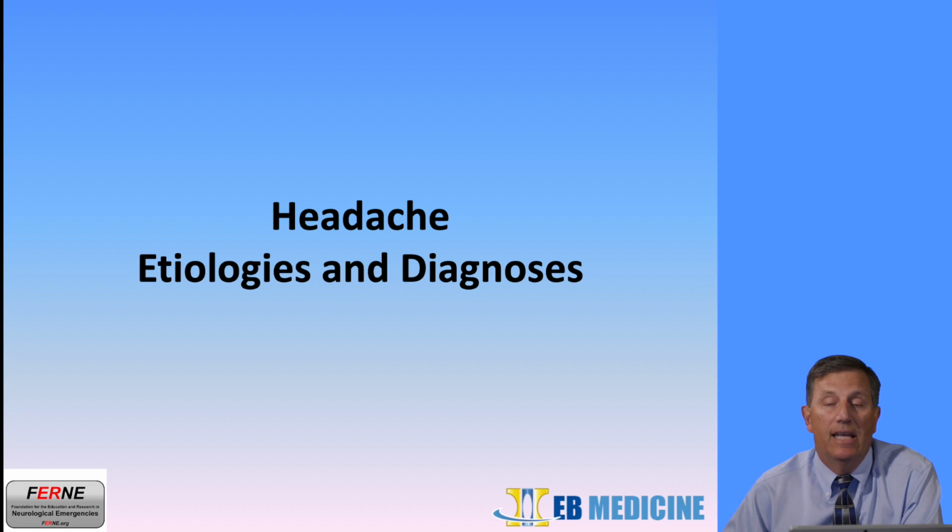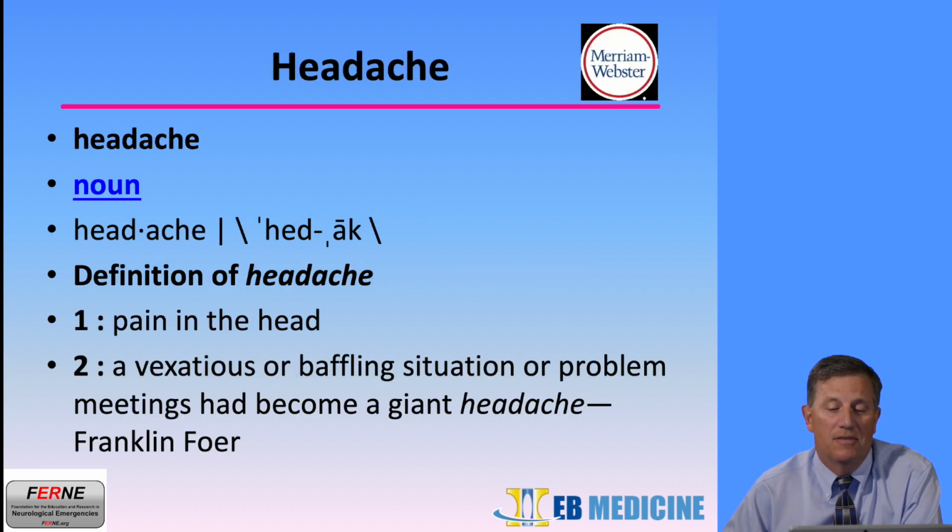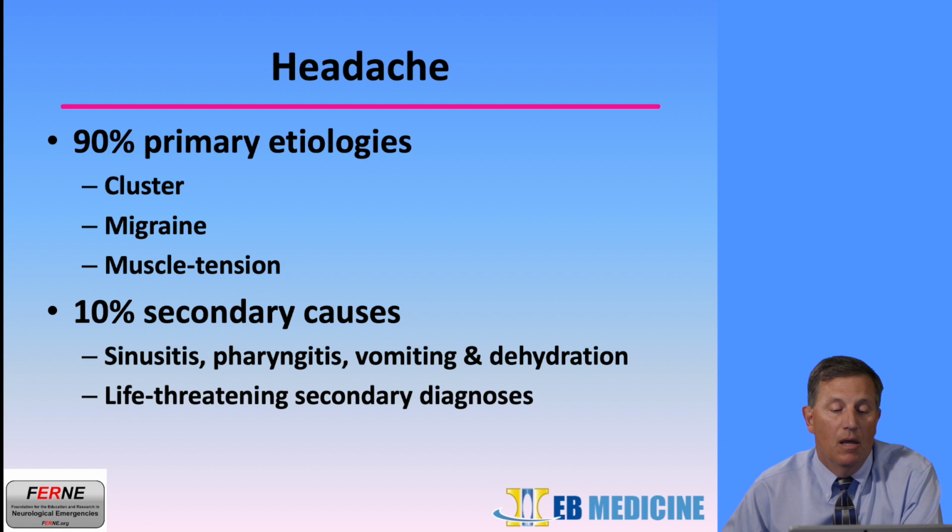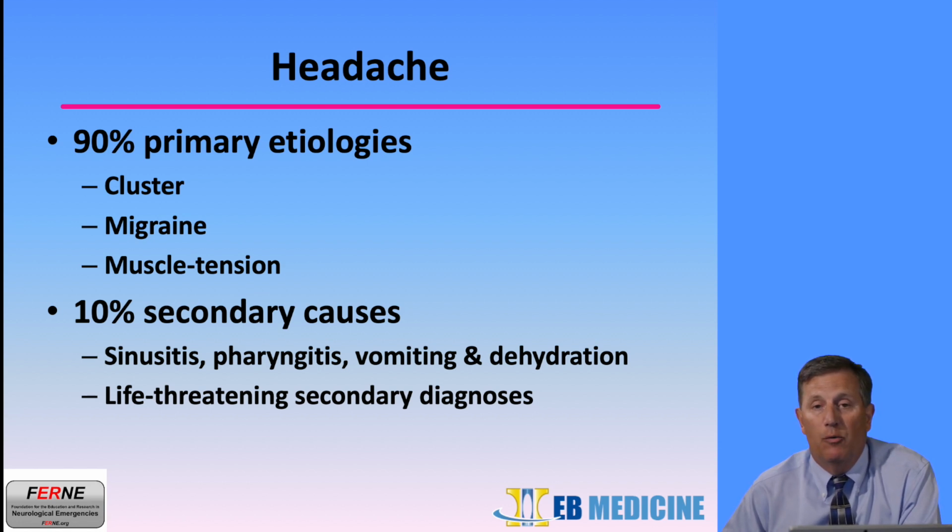When considering headache etiology and diagnoses, it's sometimes first helpful to look at the Merriam-Webster definition of headache, which is simply a pain in the head. When you consider headache, 90% are primary etiologies that originate in the brain, such as cluster headache, migraine headache, or muscle tension headache. 10% occur with secondary causes, such as when a patient has a headache related to sinusitis, pharyngitis, vomiting, or dehydration. But there are also other secondary causes that include life-threatening secondary diagnoses.